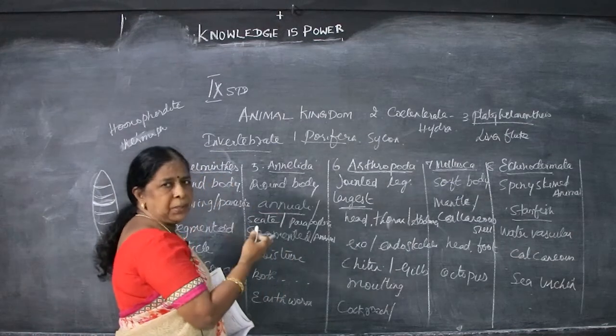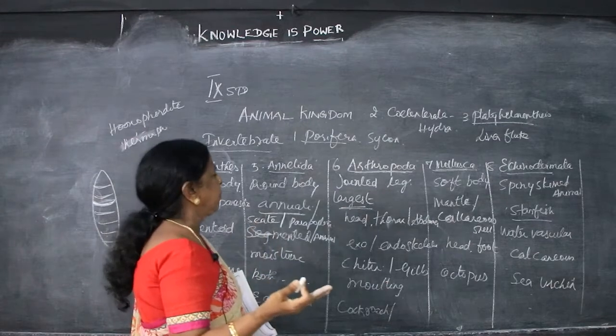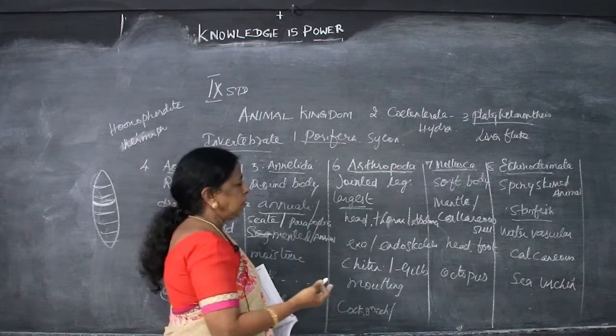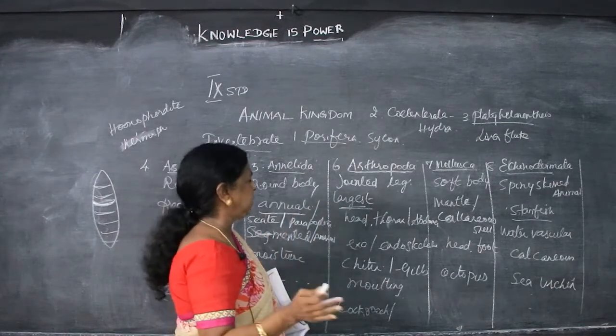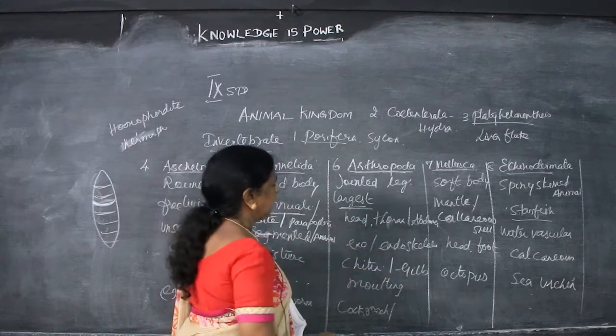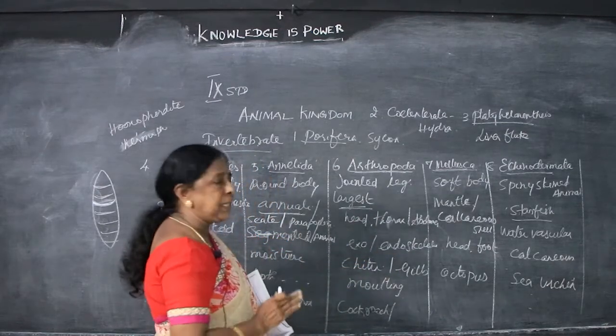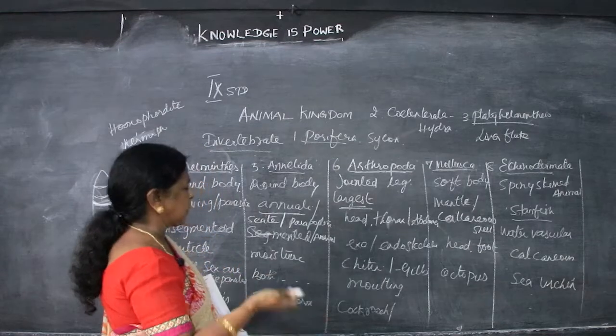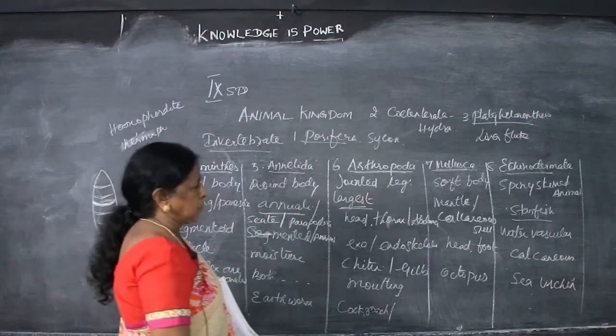Then Arthropoda, jointed legs. It is the biggest phylum. It has head, thorax and abdomen. Skeleton is exoskeleton and endoskeleton, covered by chitin. Respiration is through the gills. The exoskeleton can be regenerated. That is known as molting. Example I said, cockroach.